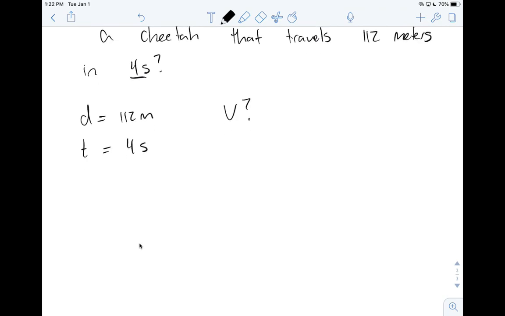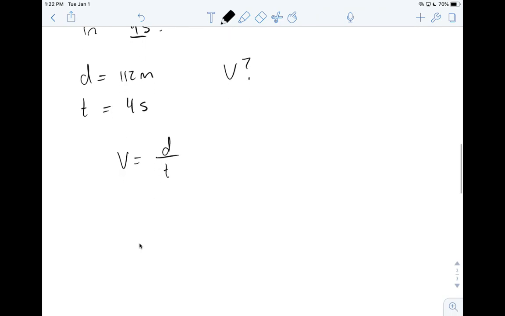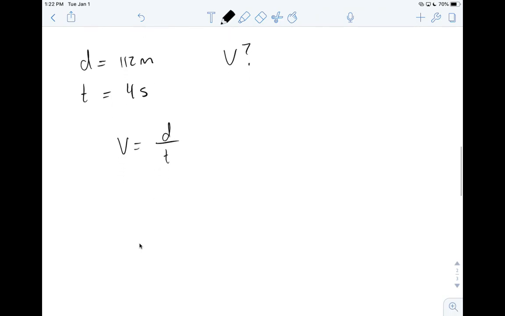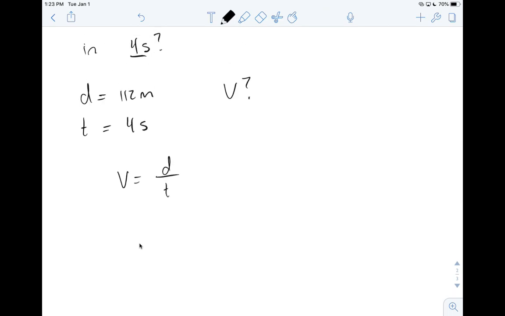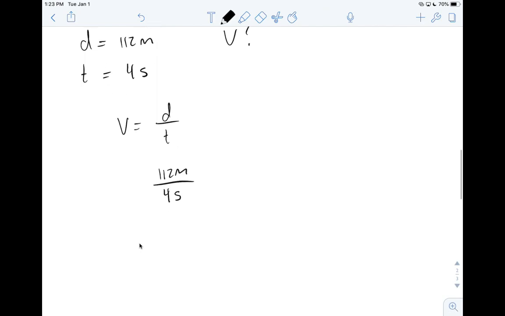Okay, and we have an equation for this now. We have v equals distance over time. You plug in all of your known values, and then you solve for your unknown value. So what we have then, distance is 112, time is 4 seconds. So that means that the speed is equal to 28 meters per second.